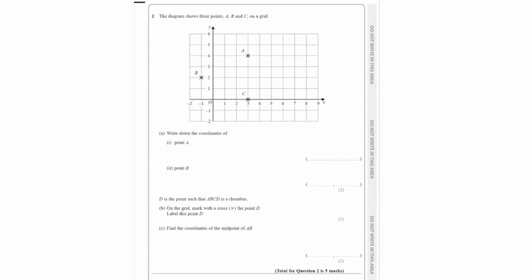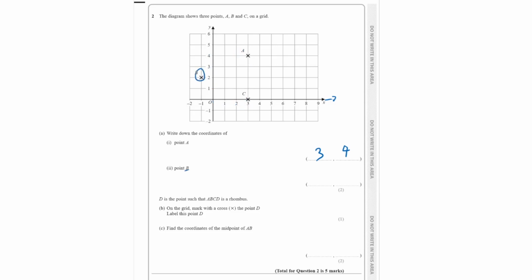Question 2. The diagram shows 3 points A, B, C on a grid. Write down the coordinates of point A. So we can see here that point A, we always write down the x coordinate first, which is on the horizontal. So we count 0, 1, 2, 3. So x is 3, and y is the vertical. So we count 1, 2, 3, 4. This is 4.